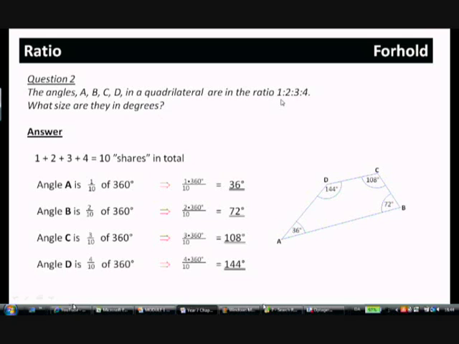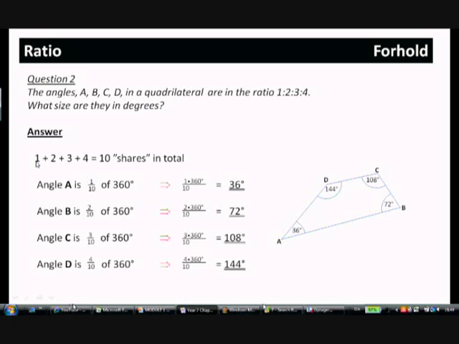So first of all, you work out how many shares you've got. If you're going to divide them into parts that are 1, 2, 3 and 4 shares, that makes a total of 10. So you're going to split it into 10 shares. Now, what are you going to split into 10 shares? Well, you've got 360 degrees in the whole thing because it's a four-sided shape. So you're going to split 360 degrees into 10 shares.